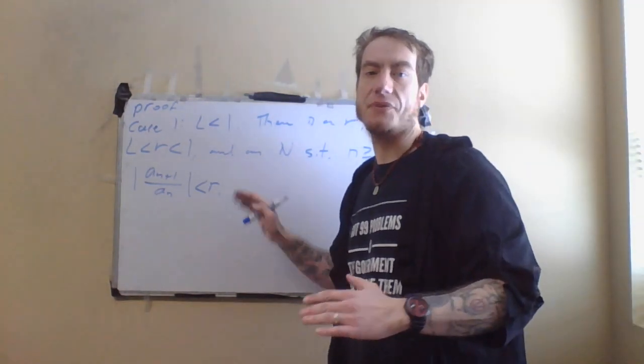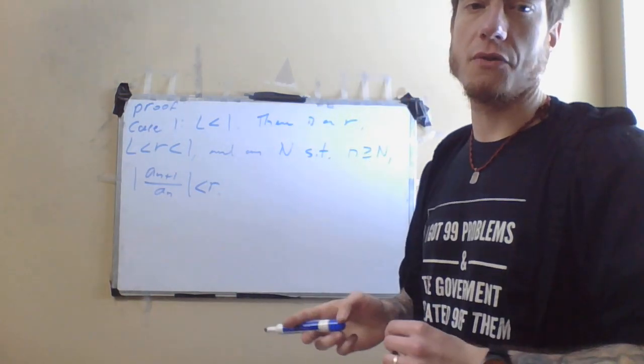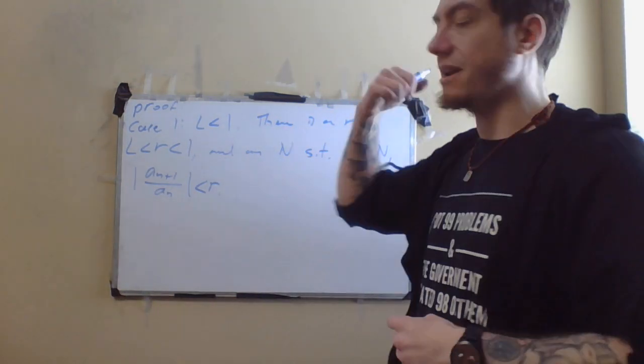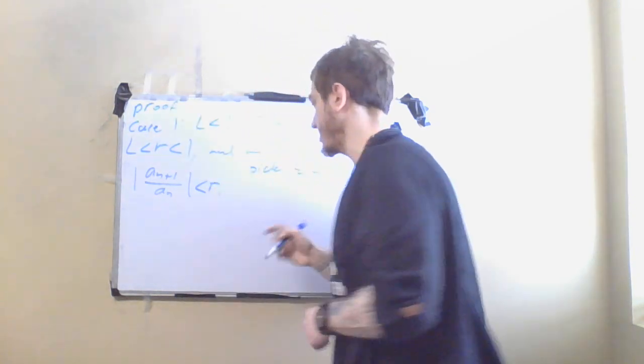So I'm not going to write out the details of that, but yes, this follows from the definition of the limit in terms of epsilon and capital N. And the note that I will say is pick epsilon to be smaller than r minus L.